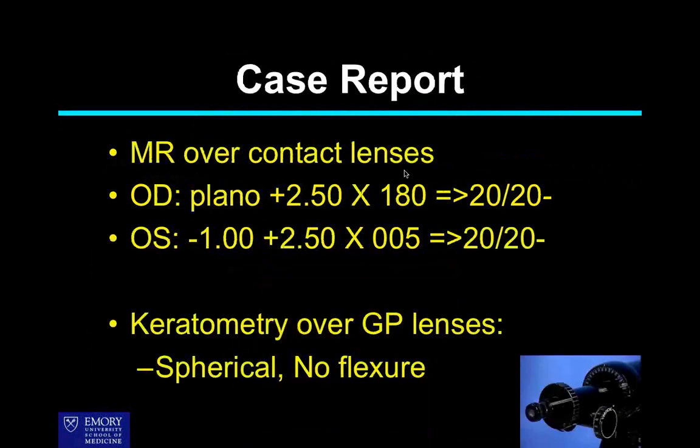Manifest refraction over the contact lenses provided right eye plano plus 2.50 x 180. I've got against the rule 2.5 diopters of cylinder. Also 2.5 diopters of cylinder on the left eye, also against the rule, providing very good vision when it's fully corrected. So here's what we were just talking about. Keratometry over the corneal GP lenses was spherical, no flexure, meaning those drum readings were exactly the same on both sides. That's a very important point.